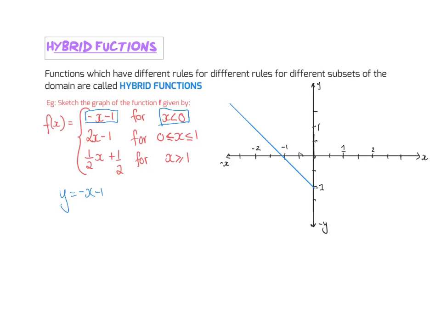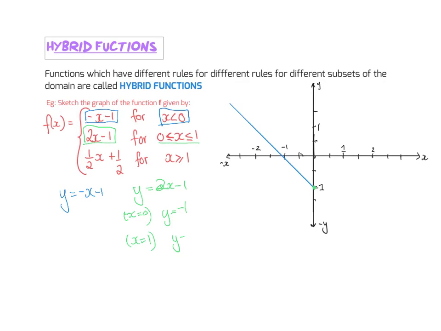So it says 2x minus 1 from 0 to 1. So if I was looking at 2x minus 1, when x is equal to 0, y is -1. So that's down here. And this is going to be a straight line because it's linear, all the way up to x equals 1.